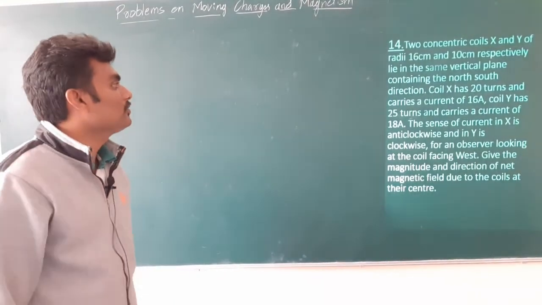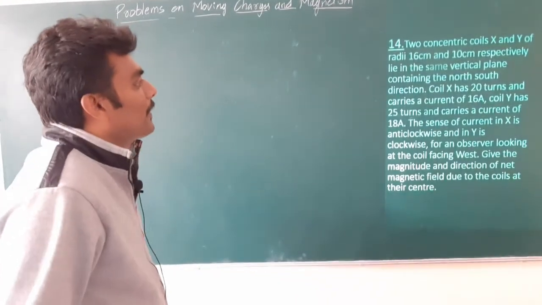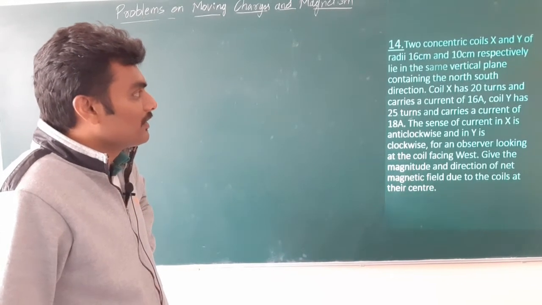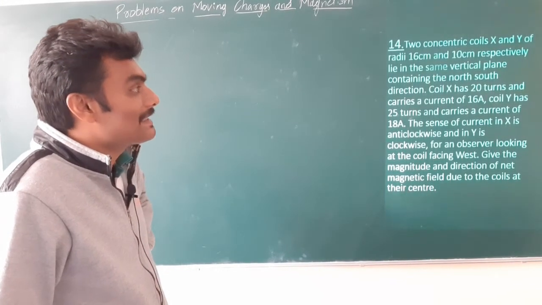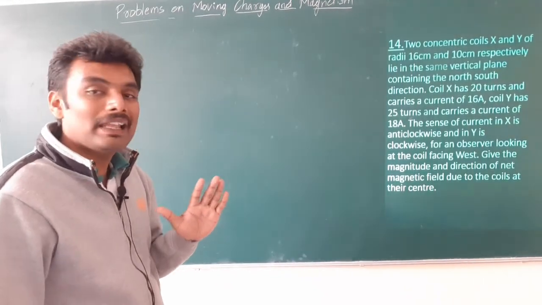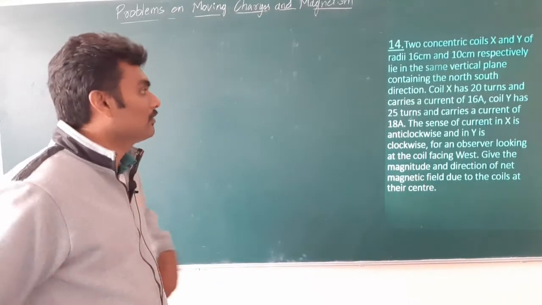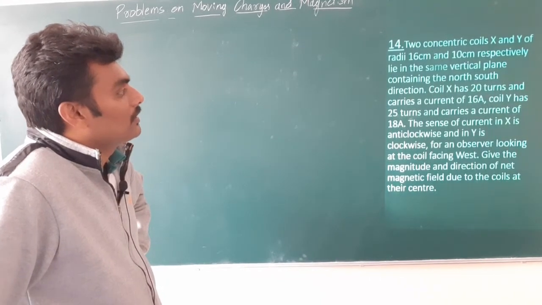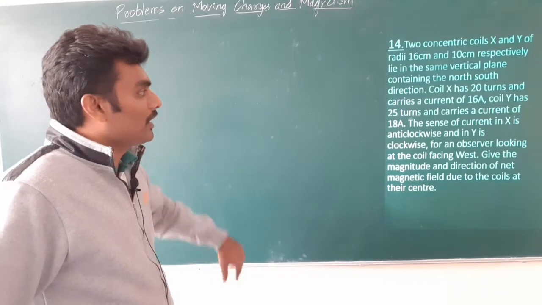So the next question, 14th one, once again concentric coils. Let's see. Two concentric coils X and Y of radii 16 cm and 10 cm respectively lie in the same vertical plane. So this time we don't need to worry about the plane of the circles. It is like this itself in the same plane. Okay, wonderful. In the same vertical plane containing the north-south direction. Somewhat like in the same plane we can choose.